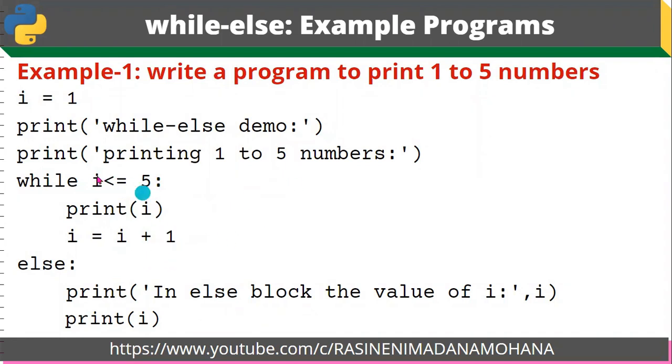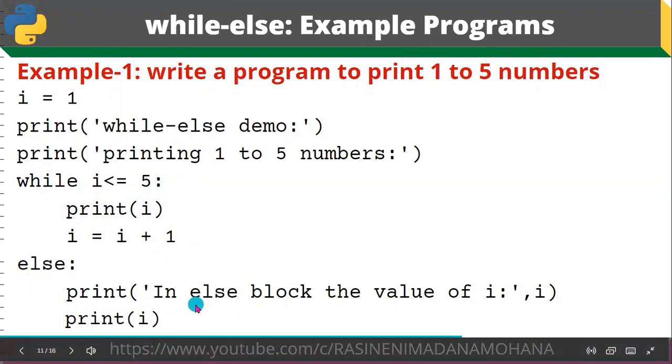Then 5 plus 1, 6. But here you can see 6 less than 5, this condition is false actually. So it returns false now. Then it comes to the else part. Then these statements are executed.